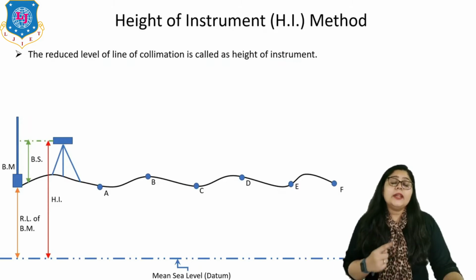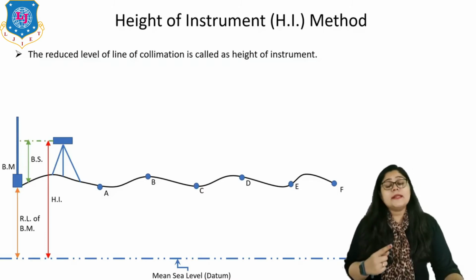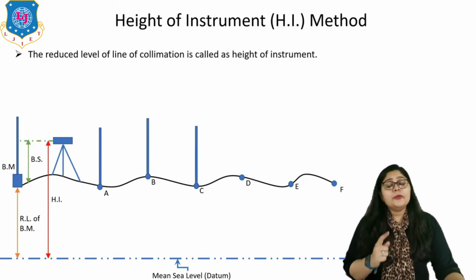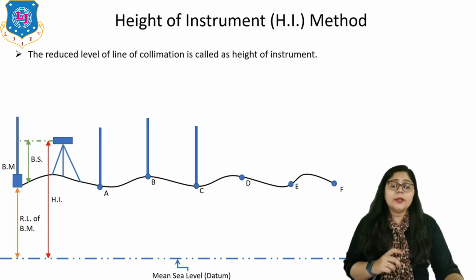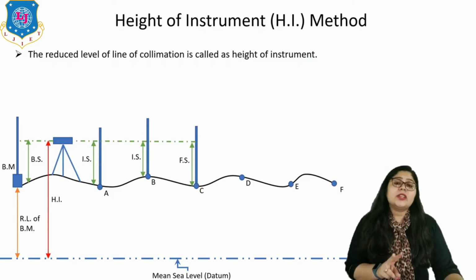Now I can calculate the height of instrument for this setup. Here you can see height of instrument is calculated by adding these two: the RL of benchmark plus BS, right? That is clearly shown in this figure. Now if I want to identify the RL of stations A, B and C for this setup, A and B are the middle readings, acting as IS, and the last reading is known as the FS. As we know, the intermediate stations act as IS and the last station acts as FS, right?